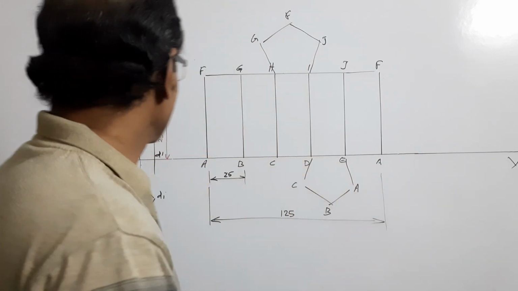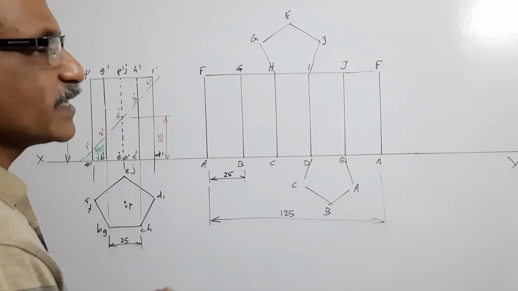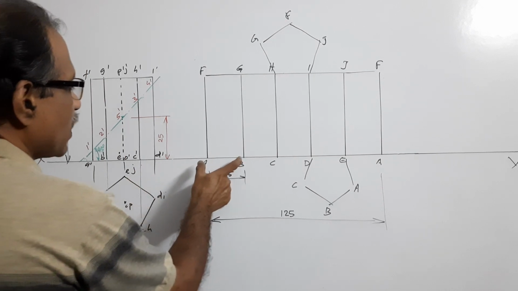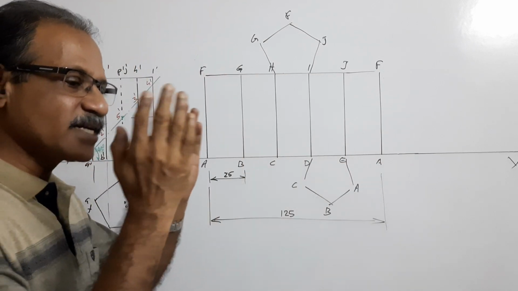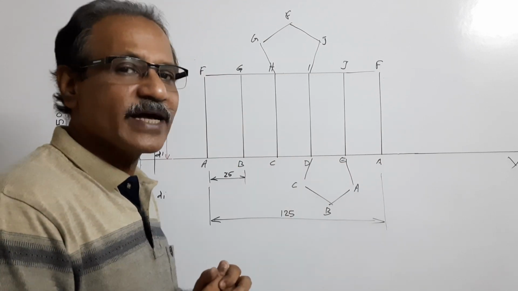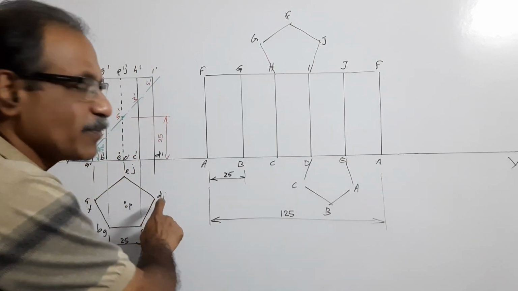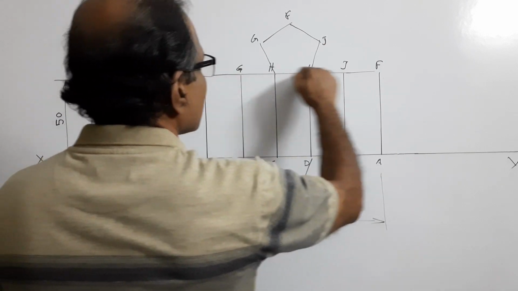Okay. Now, this is the plan and elevation of the prism. Now, you have to draw the development. Take the distance 25 mm and mark 5 times, because when you develop the lateral surface of a pentagonal prism, you get 5 rectangular strips of 25 mm side, because the side of the pentagon is 25. So total 125. Draw vertical lines and complete it.